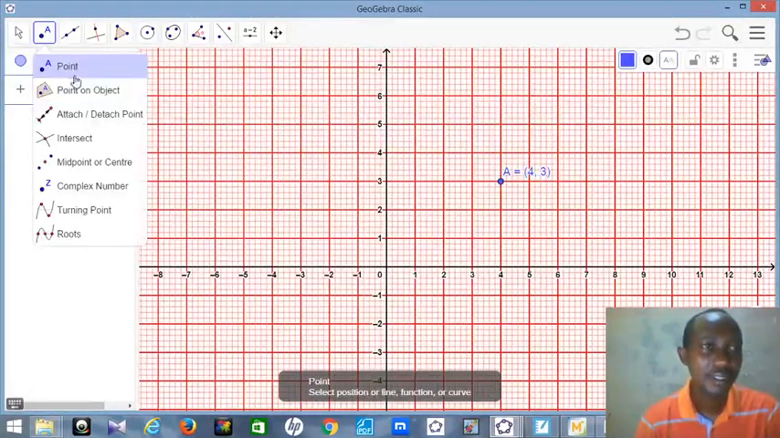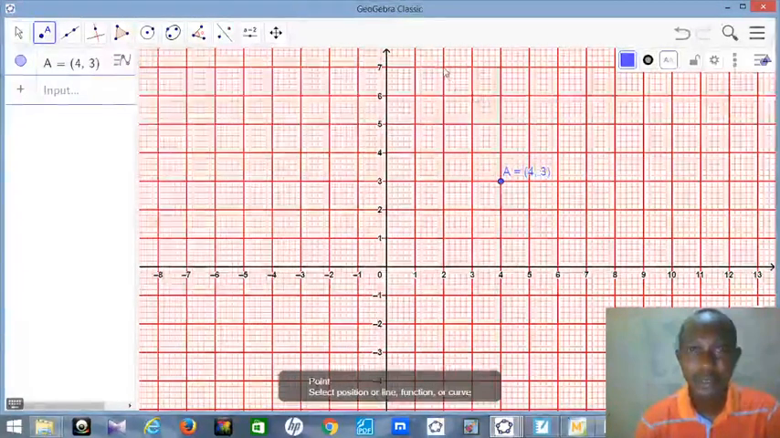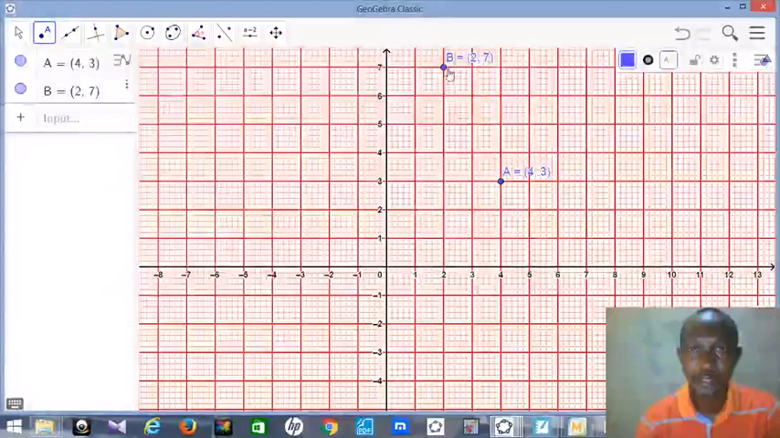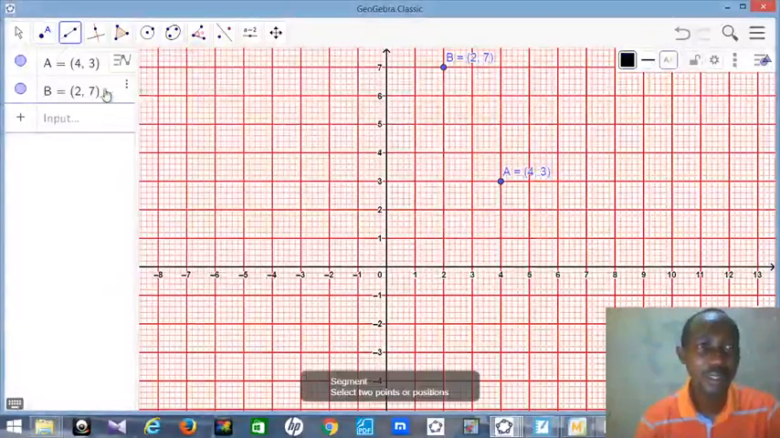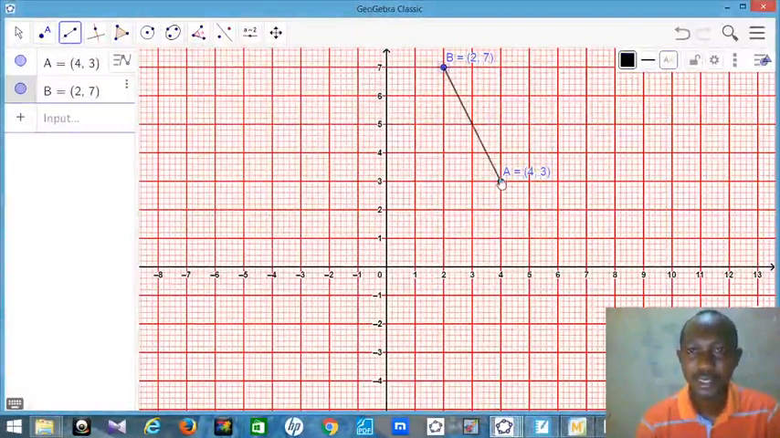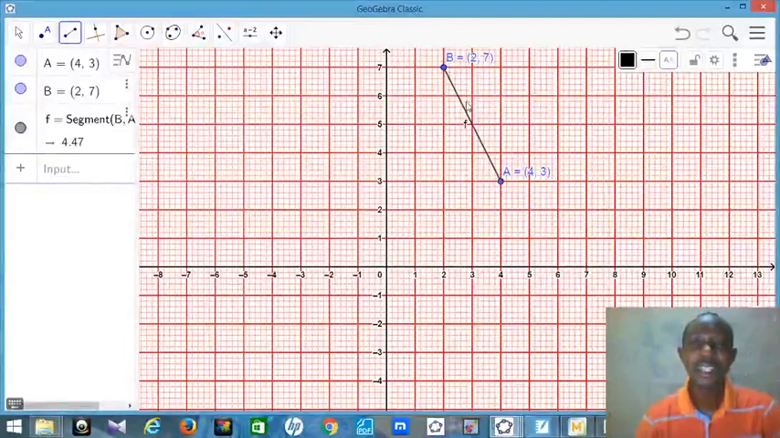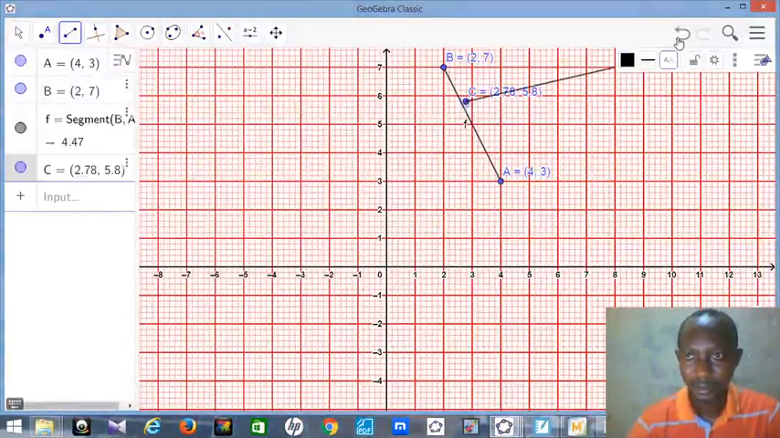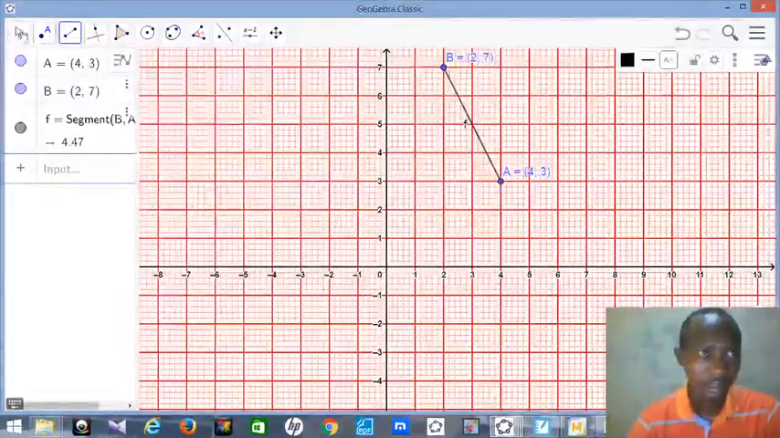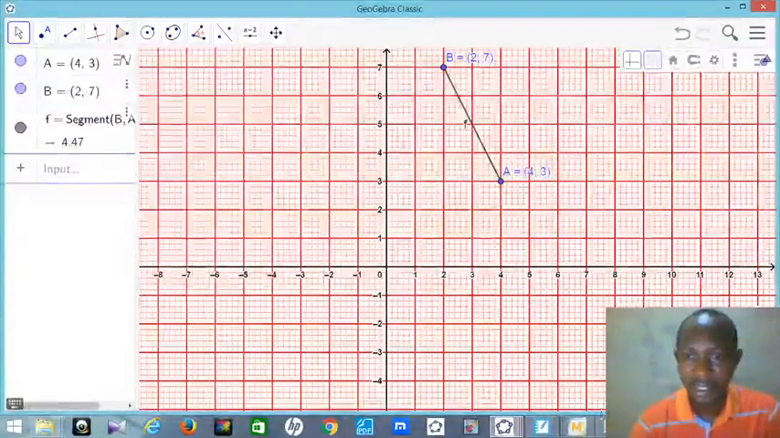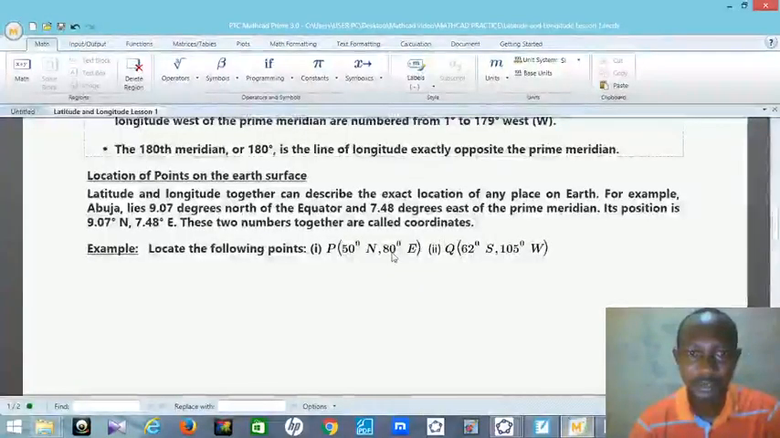For example, if I have another point on this side, you see x is 2, while y is 7. You can see 2, 7. Then they can tell you to join the two points. If you now join these two points, you now have a line A to B. Then they can tell you to find the distance between these two points, A and B. Then you can use your distance between two points formula. So it's similar to this topic, longitude and latitude.